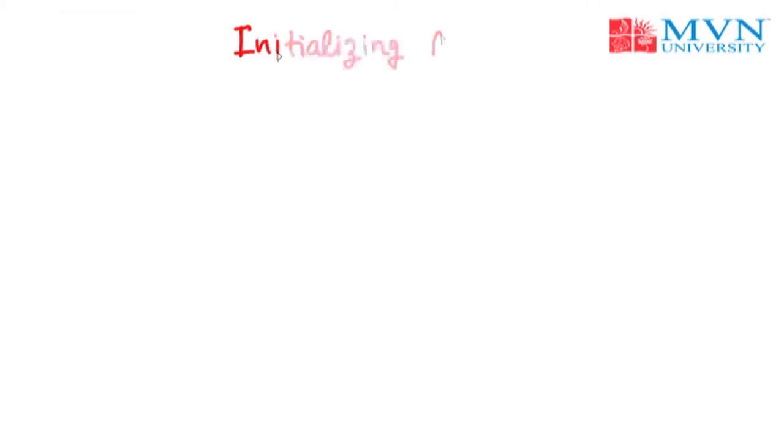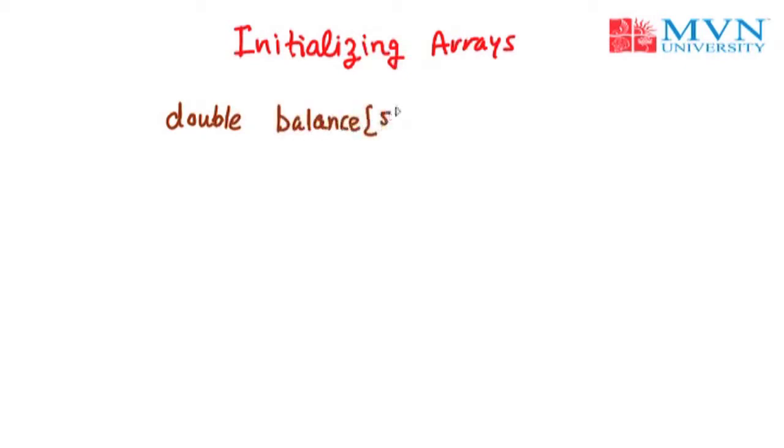Now how to initialize the arrays? We can initialize the array using the given form. Double, that is the data type of the array. Balance is the name of the array. Its size, that is 5, should be written in the square bracket, equal to curly braces, then the values that are stored in the memory locations.